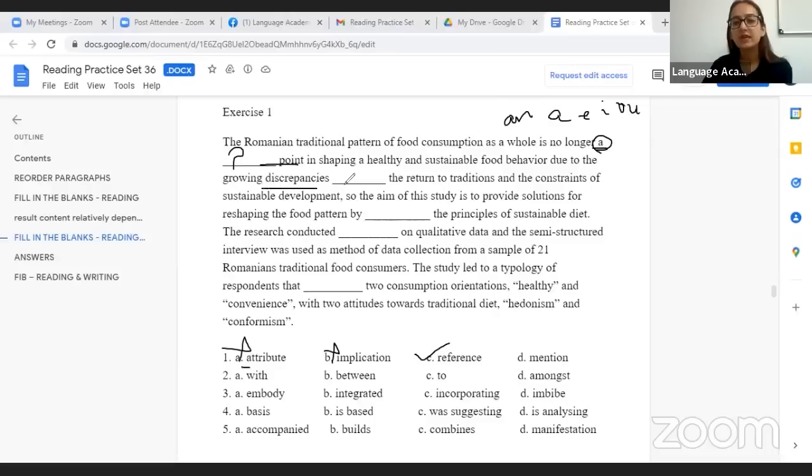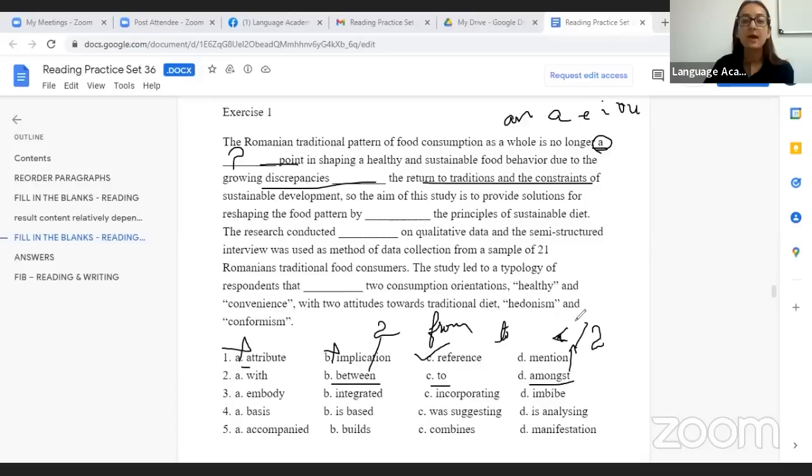Now the language is very difficult. We don't really understand what they're trying to say. So let's look at the options first. Looking at the options tells us a very easy story. Between can come if they are talking about two things. To can come if they have written from already, from something to something. From and to come together. Amongst can come if they are talking about more than two things. So that, more than two things. So that will be amongst.